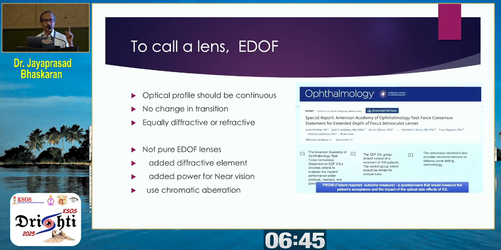To call a lens EDOF, the American Academy of Ophthalmology has come out with various criteria. Very difficult. None of the lenses available today have gone through these criteria, and they can say for sure that it is an EDOF lens. Because here the optical surface should be continuous, the profile should be continuous, there should never be a change in transition, it should be equally diffractive or refractive. And it is not a pure EDOF lens if you have added a diffractive element, if you have added power for near vision, and if you use chromatic aberration for getting this effect.